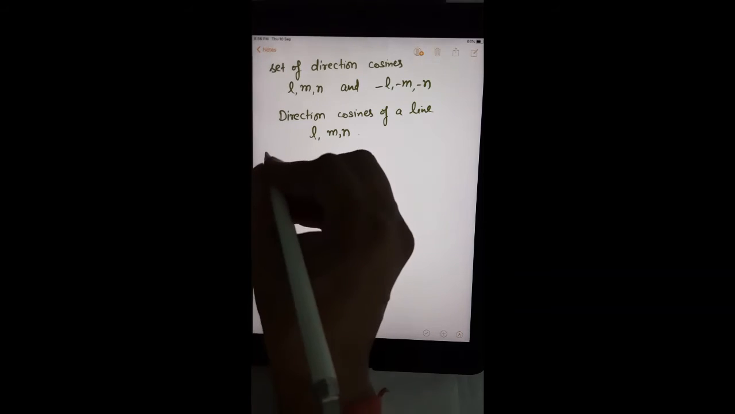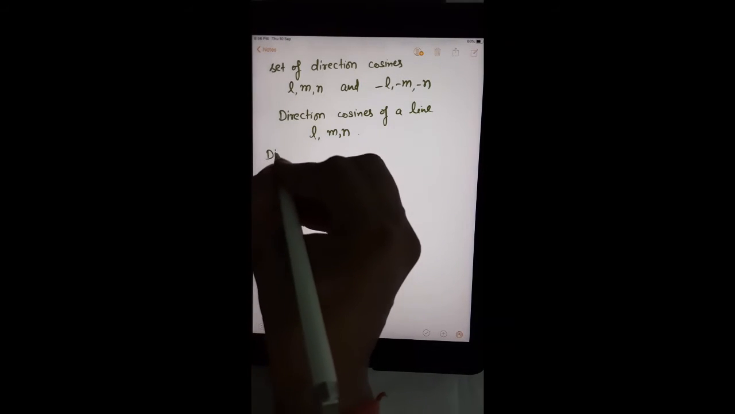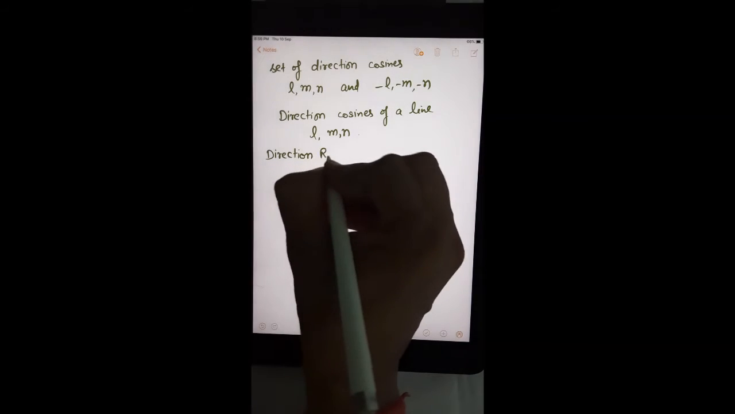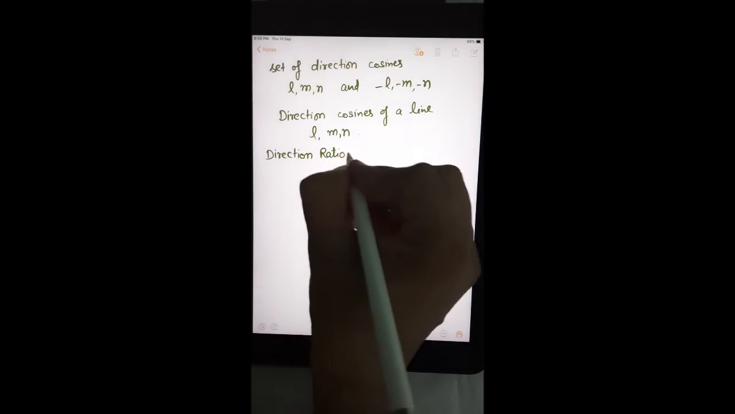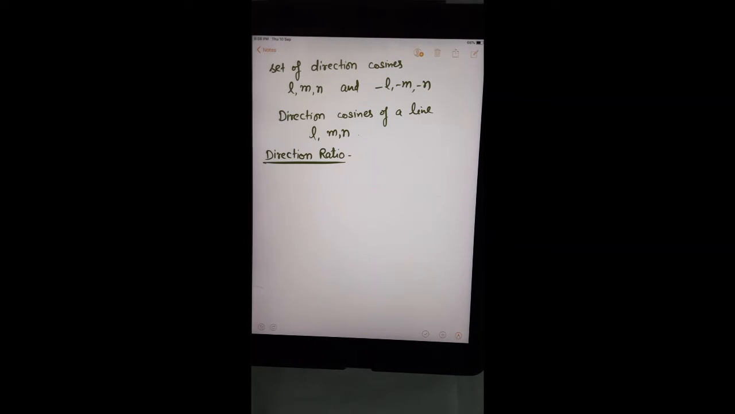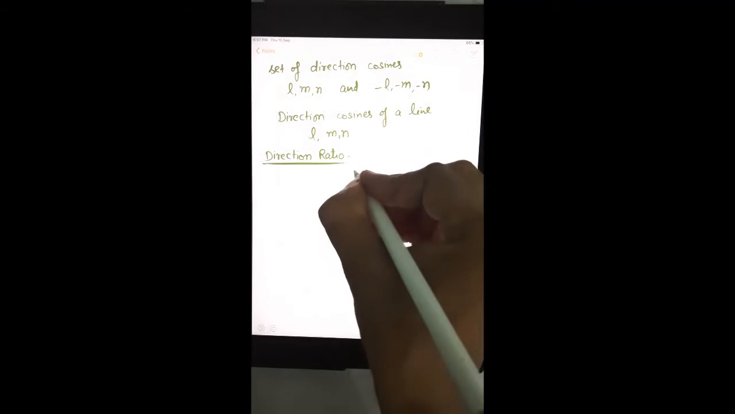So we'll see what the direction ratios are. This is a very important term for this chapter, direction ratios. Either it is the equation of a line or the equation of a plane, everywhere we are using direction ratios. So the direction ratios are any three numbers which are proportional to the direction cosines.